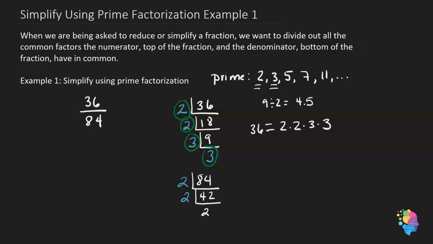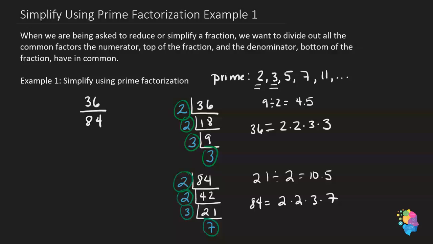a 21. Now 21 cannot be divided evenly by 2. You get a 10.5, so we move to the next prime number. The next prime number here will be a 3, and 21 divided by 3 is going to be 7. And we stop here because a 7 is also a prime number. So that means that the prime factorization for 84 will be 2 times 2 times 3 times 7. Remember, those values are the ones that are outside of the upside down division.